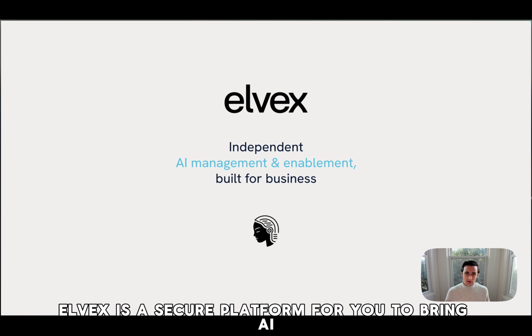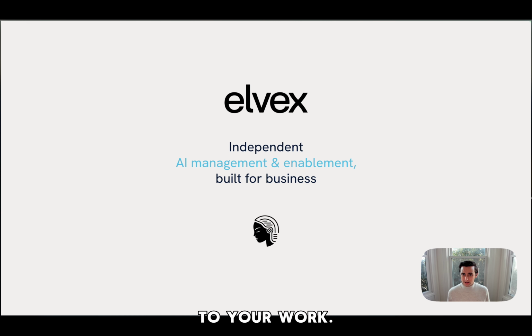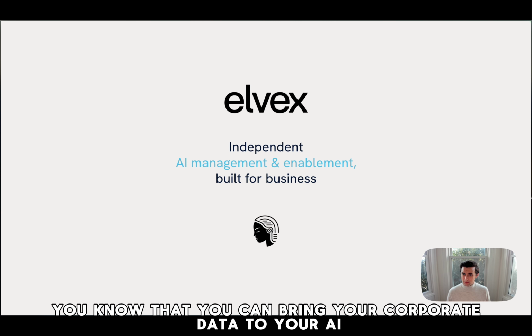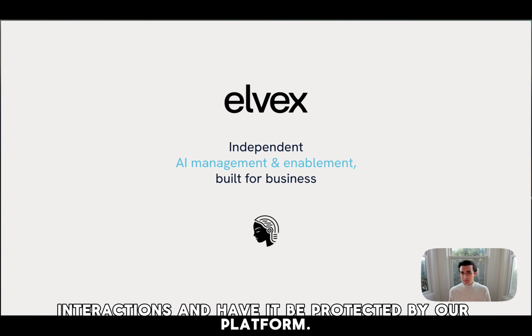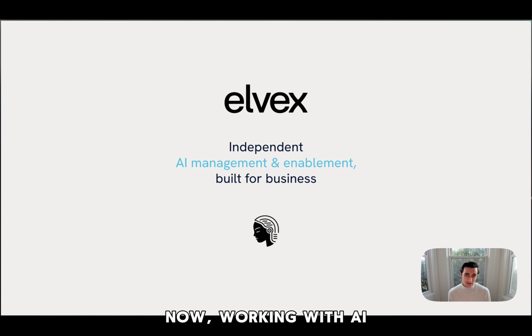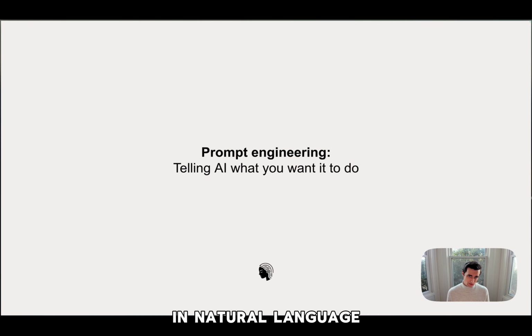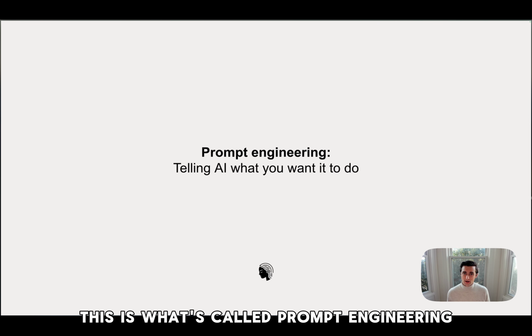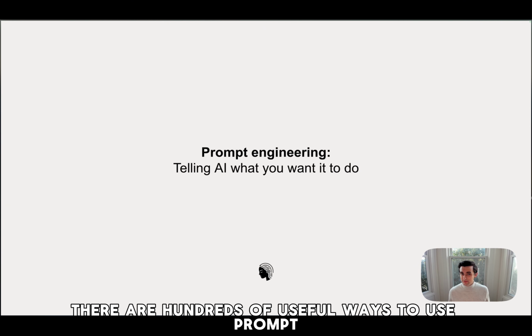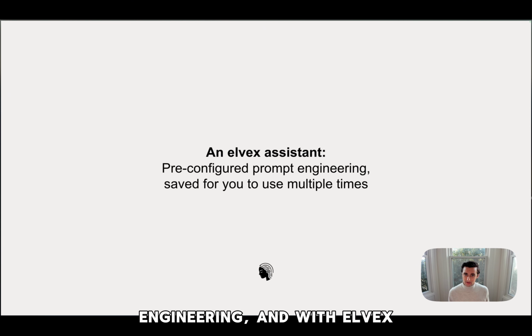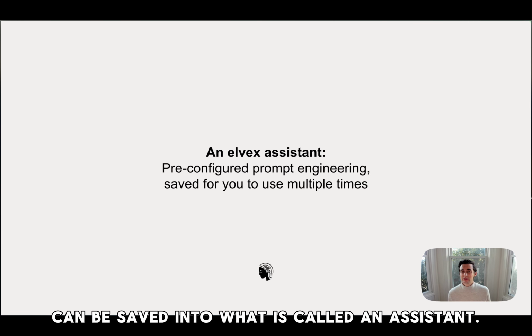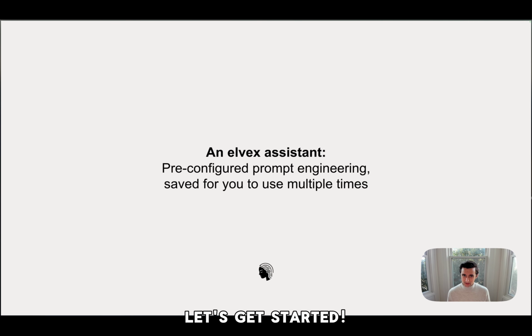Elvex is a secure platform for you to bring AI to your work. You can bring your corporate data to your AI interactions and have it be protected by our platform. Now, working with AI involves telling it what you want it to do in natural language. This is what's called prompt engineering. There are hundreds of useful ways to use prompt engineering, and with Elvex, those workflows can be saved into what is called an assistant. Let's get started.